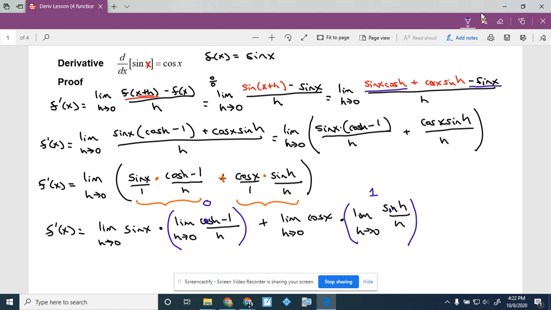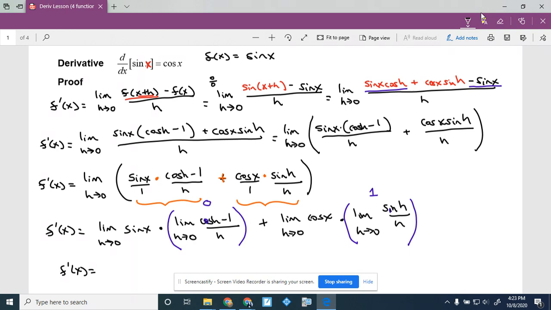Okay, so now what do you have going on? Well, let's see. So now I have f prime of x equals, well, what's the limit of sine x as h goes to 0? That seems a little weird, right? The limit of sine x as h is varying to 0. Well, there's no h term in here.